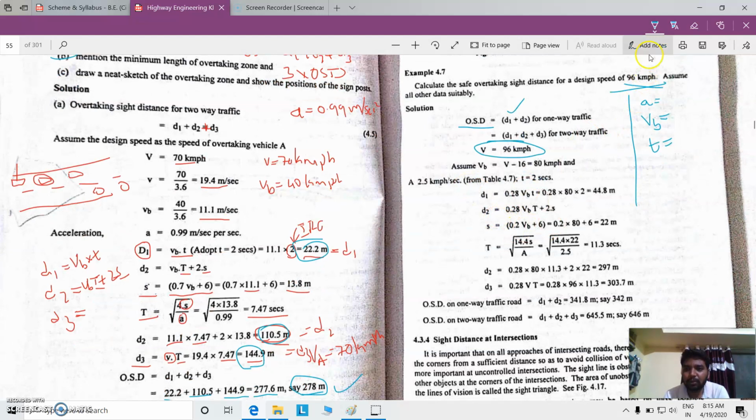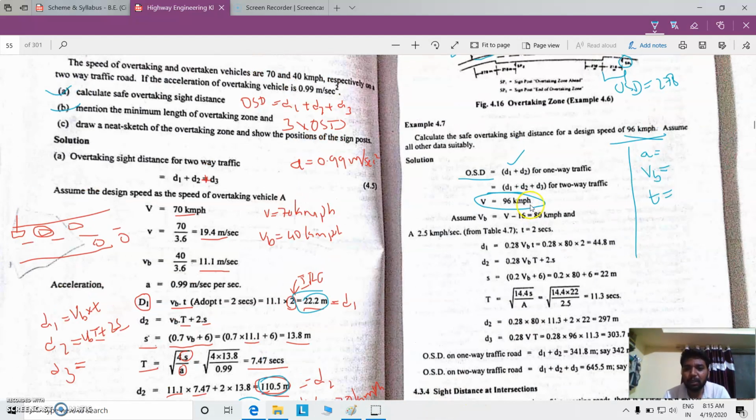So here let us solve this problem using the meter per second formulas, right? So here 96 kmph we are converting to meter per second. 96 divided by 3.6 gives 26.66, or 26.67 meter per second, which is the speed of the vehicle.